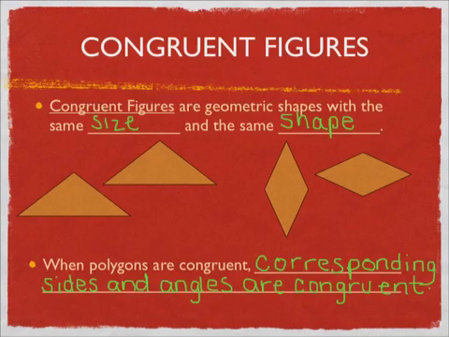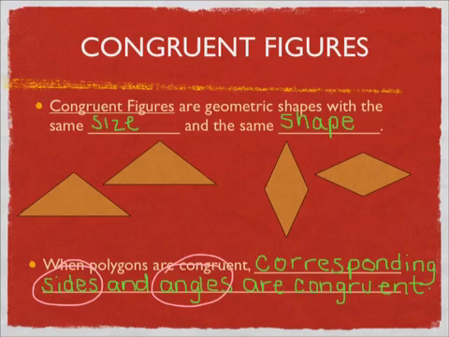So congruent figures are the same size and the same shape. And when I tell you that two figures are congruent, you know all of their sides and angles are congruent. Sides and angles are really the important thing to take away from that. So sides and angles is what we're going to be focusing on a lot.